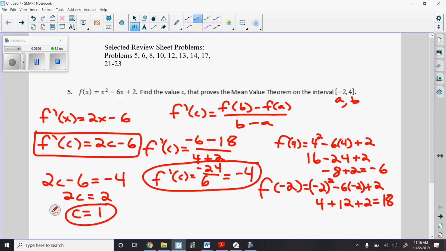And I get my final solution of c equals 1. Just take a look. Your c needs to be between a and b, and 1 is between negative 2 and 4, so I know I'm good. Okay, next problem.